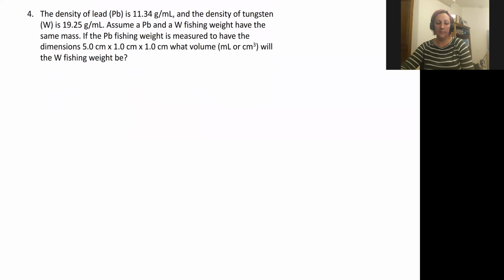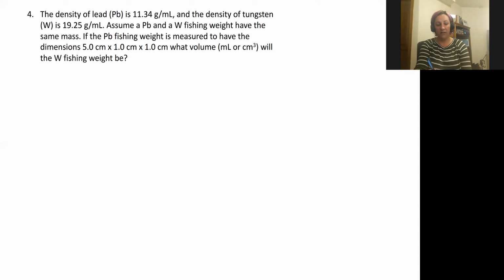Okay, our last problem for our Chapter 1 practice problems from lecture. Here we have fishing weights, and this is a problem that came from a student who worked as a commercial fisherman and was like, talk to me about how my lead and my tungsten weights are different sizes, but drop at the same rate. So the density of lead is 11.34 grams per milliliter.